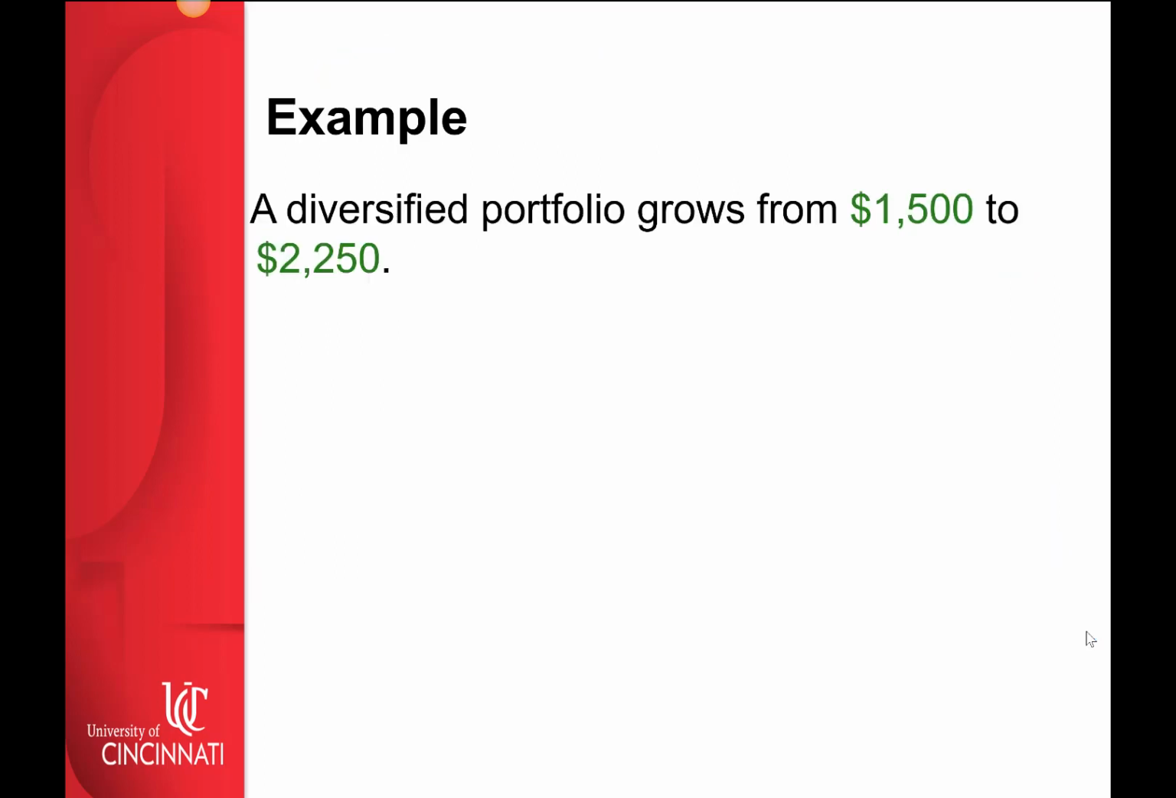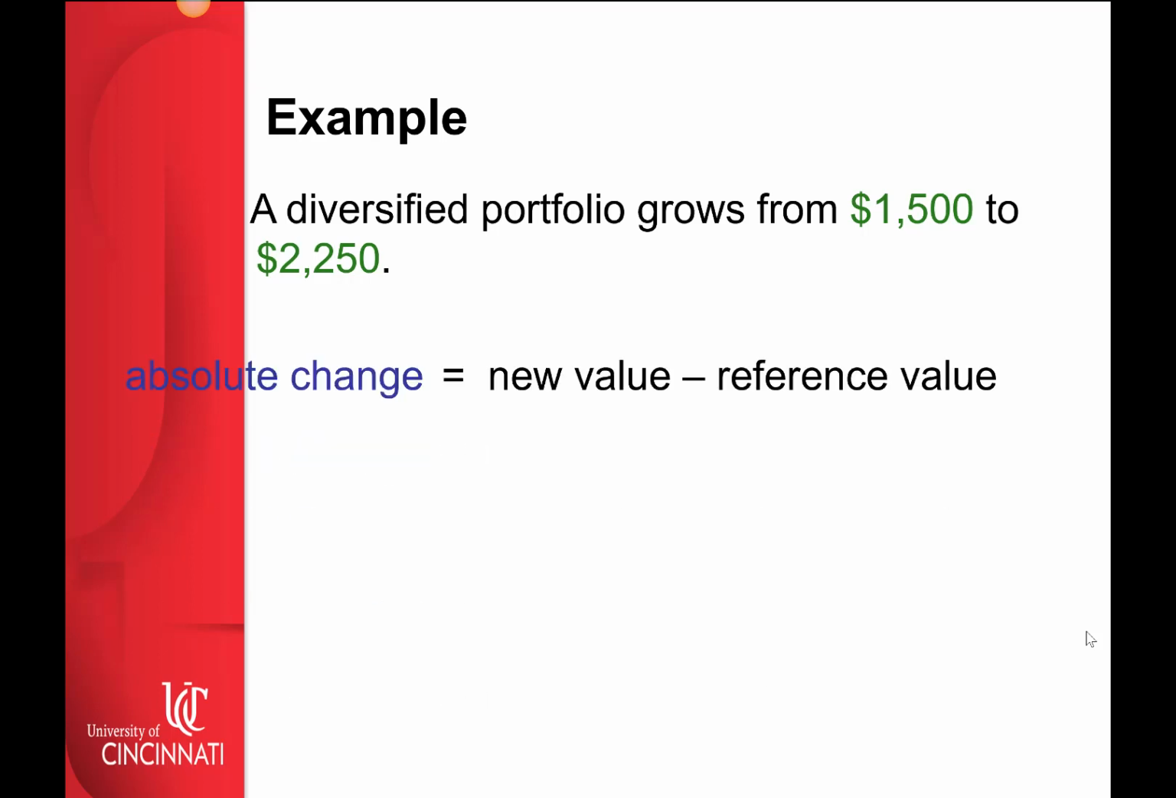Okay. The diversified portfolio grows from 1,500. Here's your retirement. It grows from 1,500 to 2,250. We could look at the 2 different ways to describe the growth of your retirement account. First, we could look at the absolute change. The absolute change would be what? What's the new value here? Is it the bigger number or the littler number? Be careful. The bigger number is not always the reference number.